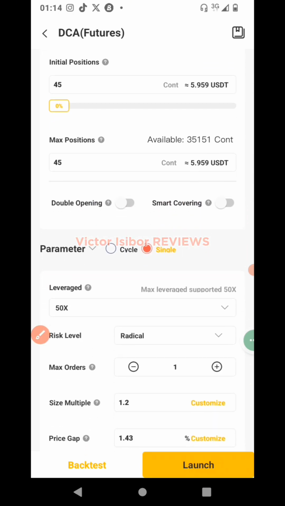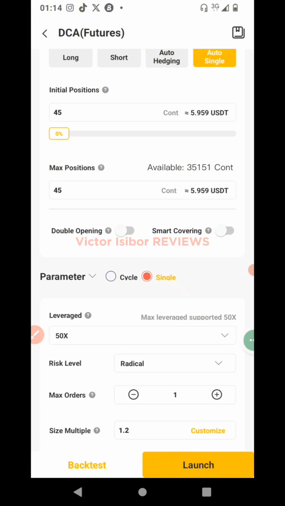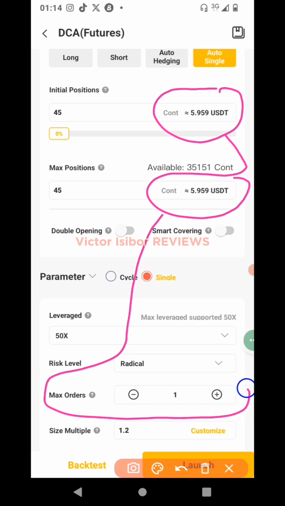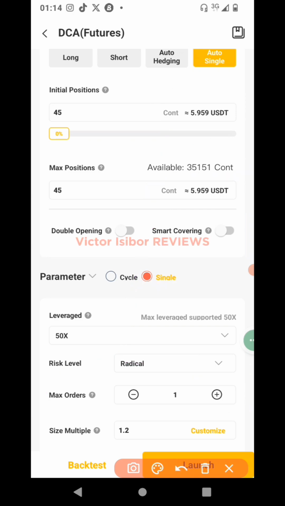All right, now pay close attention. Both initial position and maximum position are showing the same amount in contract. Why? Because my max order is 1. If I increase my max order to 2 now, the max position will multiply this particular count by 2, while this one remains the initial position, same amount. So it's because max order is 1 that both of them are the same. Now, in my head, I ask myself a question: how much do I want the robot to use for this particular trade? You make that decision.